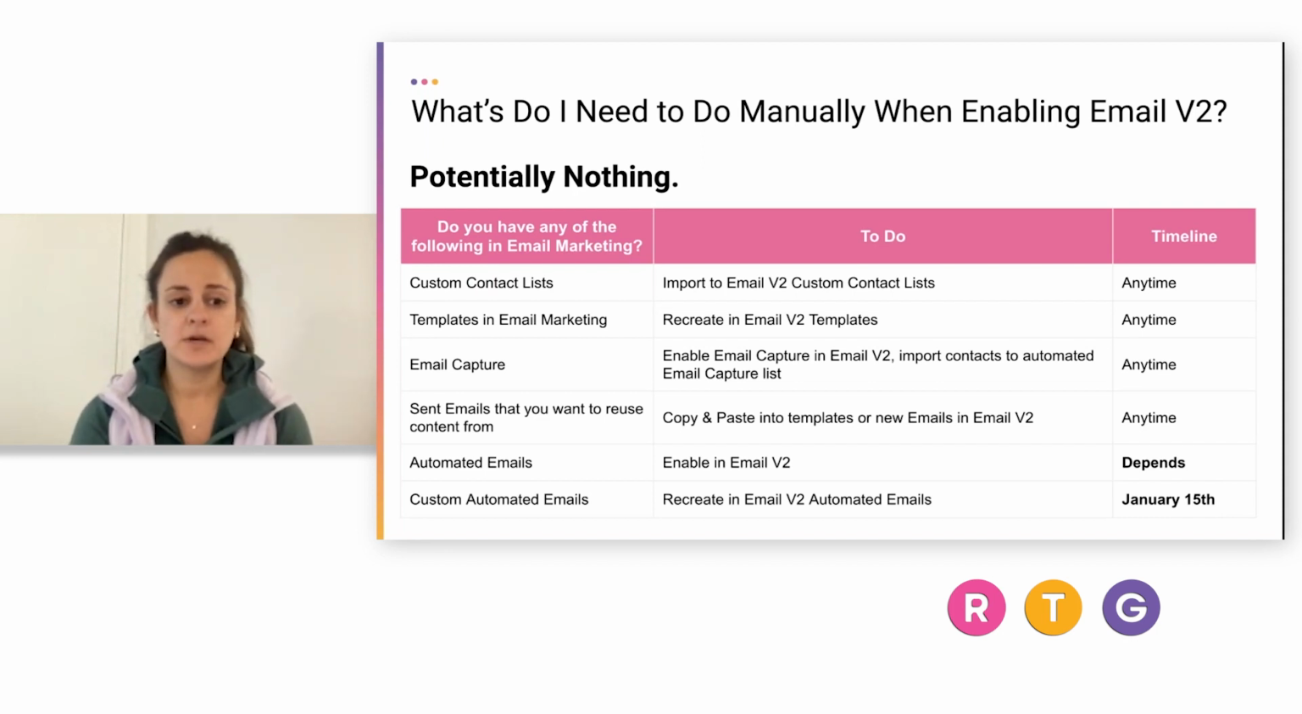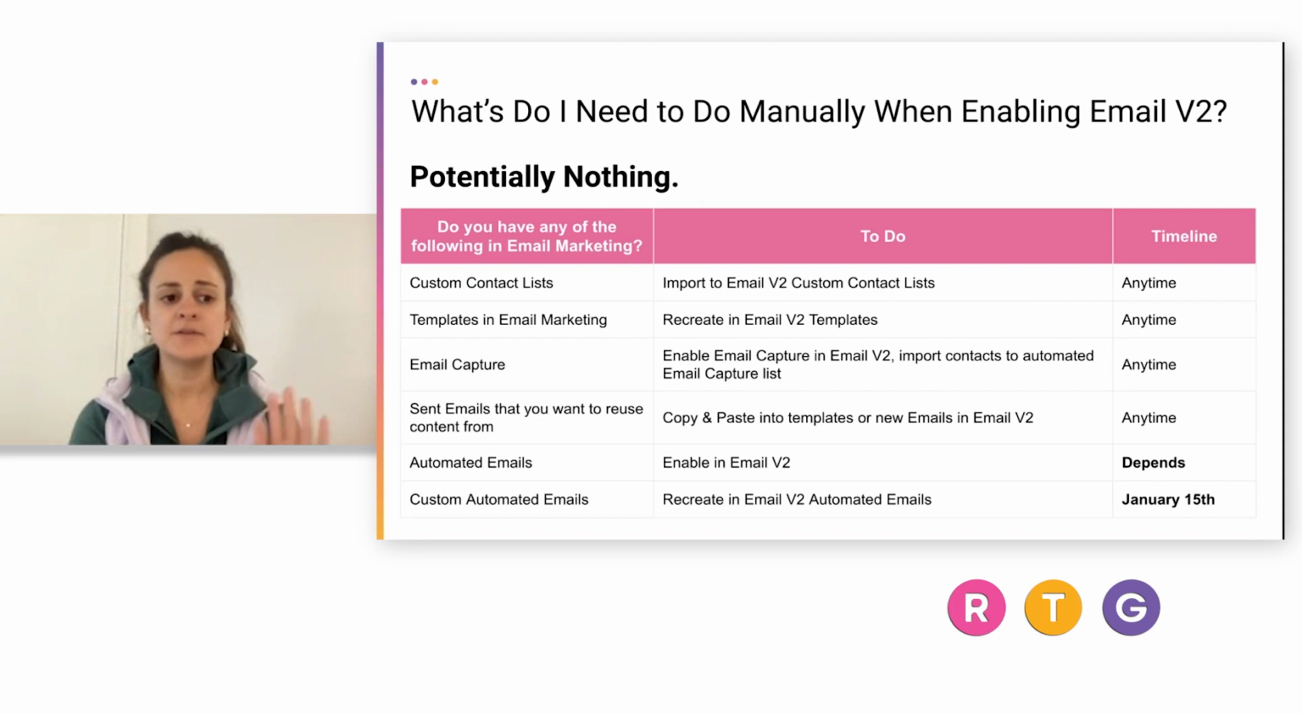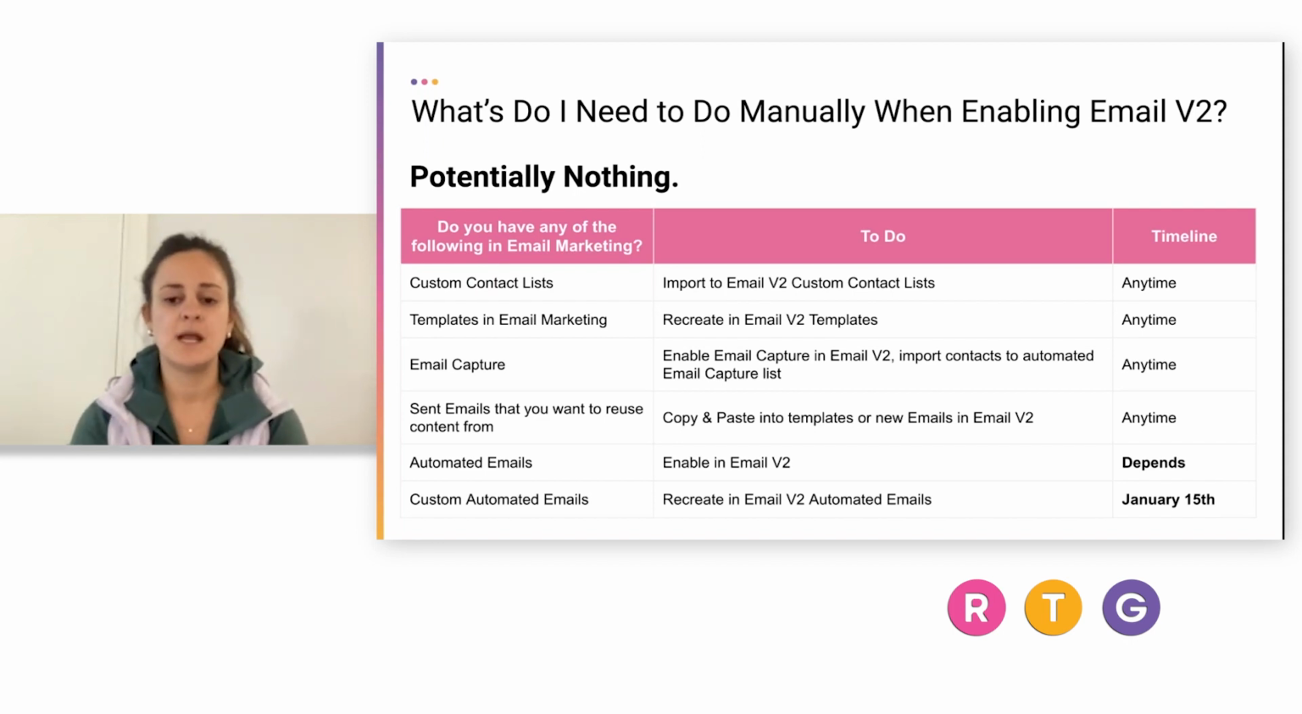Your templates that you created in email marketing, you're going to need to manually recreate those in email V2. Again, you're going to be able to access and view them at any time, so there's no rush. Email capture, if you had this enabled in email marketing, you're going to need to enable it in email V2, so it shows on your race website.